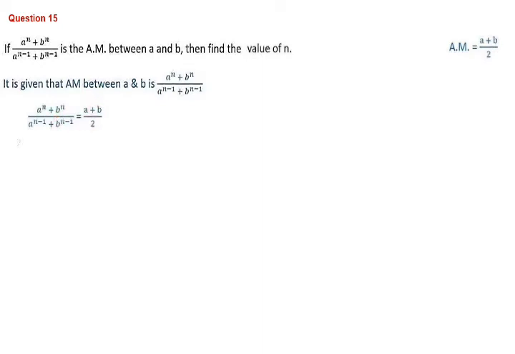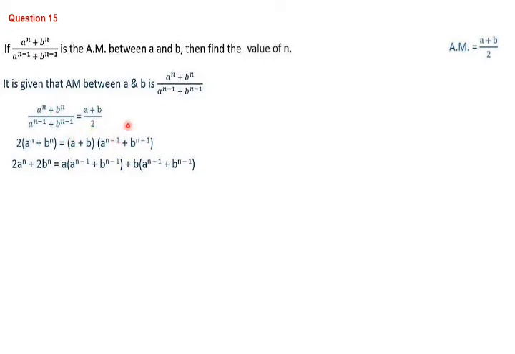Then cross multiply it, that is 2 into (a power n plus b power n) is equal to (a plus b) into (a power n minus 1 plus b power n minus 1). 2 into a power n plus 2 into b power n is equal to a into this bracket.